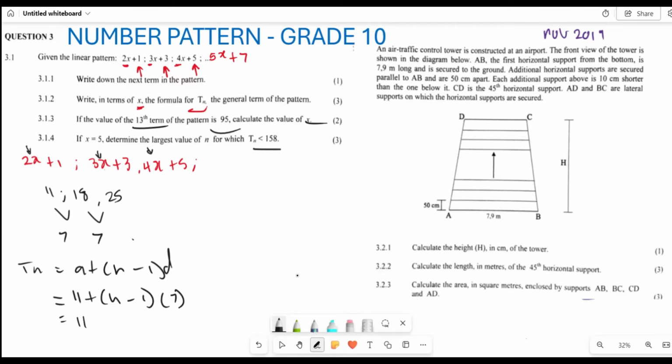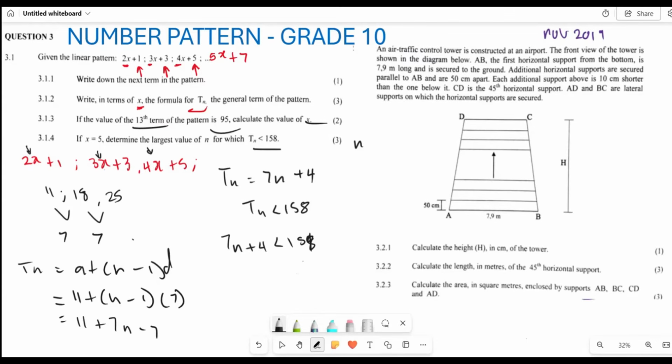Now 11 plus 7n subtract 7, which means now what is your Tn? The Tn that you're having is the same as 7n. This is 7n plus 4 altogether. And then now you remember they said where Tn is less than 158, right? Now from here you are going to have 7n plus 4 less than 158.